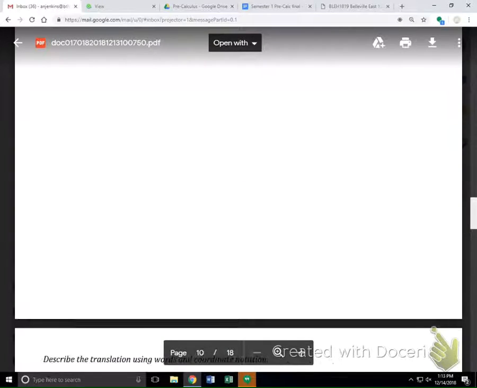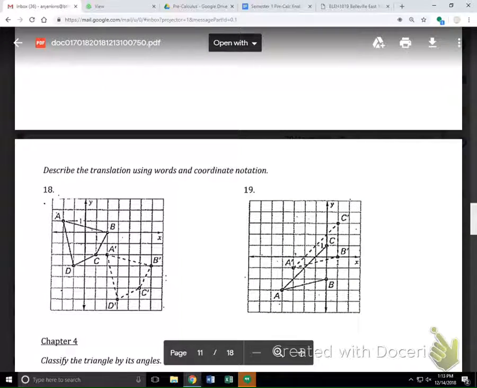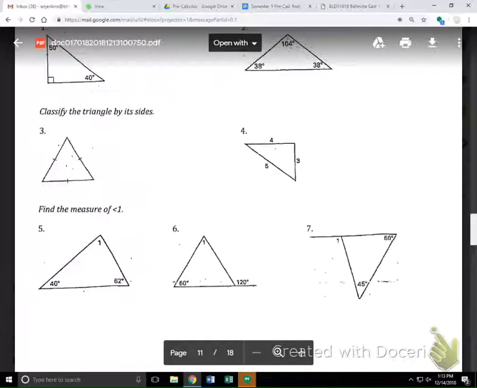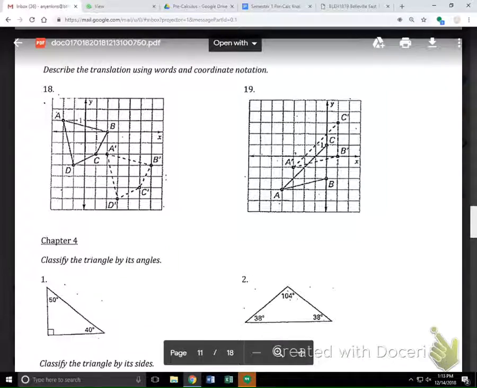Our next group of problems are here. We want to describe these translations. So our first one says describe it in words. So you pick a point and make sure you move it to the one that has a prime of the same letter. So if I did A to A prime, I'm going to draw my line to show me how I connected it. I went right how many? So 4. And then I went down.